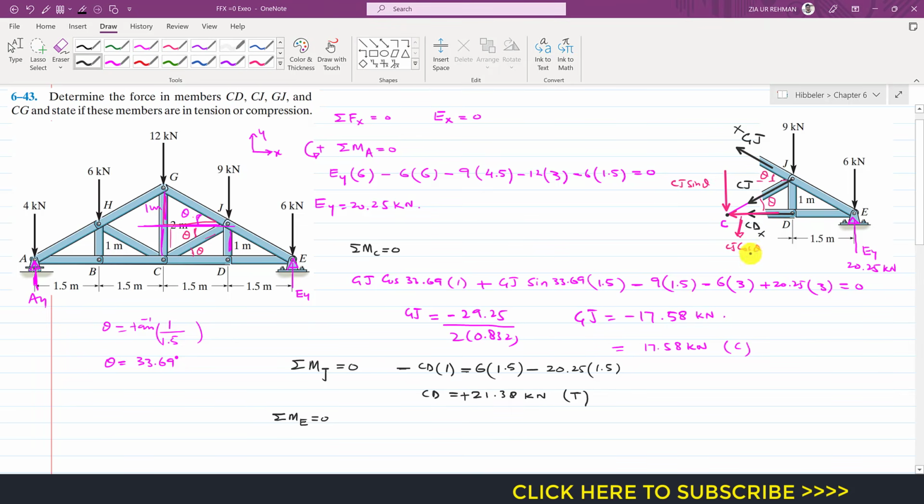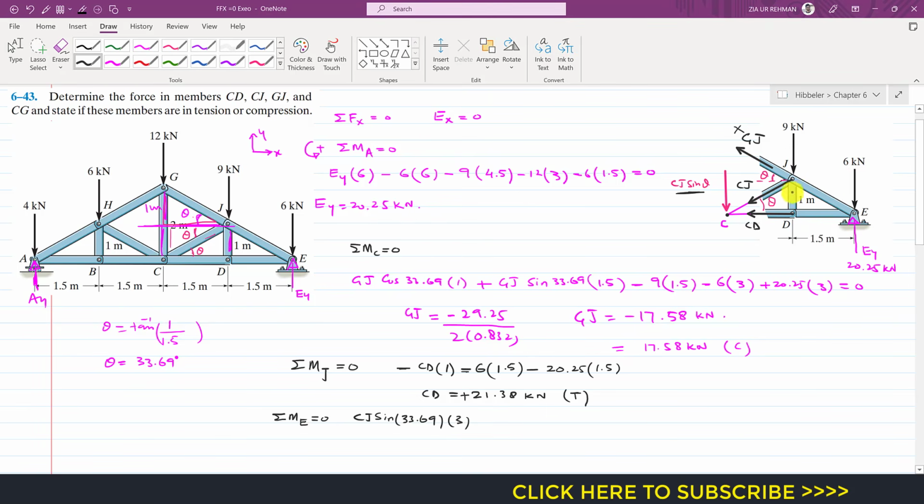As we can see, the line of action of this cos component is passing through point E as well, so only the sine component will come into our equation. So we can write that Cj sin theta is producing a counterclockwise moment about point E, and the perpendicular distance of this sine component from point E is 1.5 plus 1.5, so it is 3, and theta is 33.69. Now let me remove this cos component since it is not producing a moment about point E, and this CD is also not producing a moment about point E. So we are left with this 9 kilonewton force and this 6 kilonewton force.